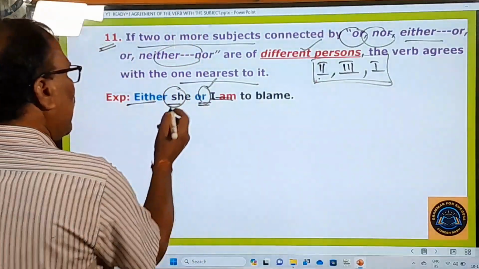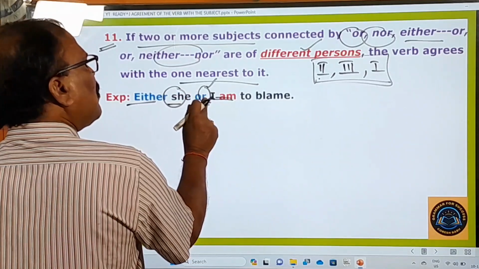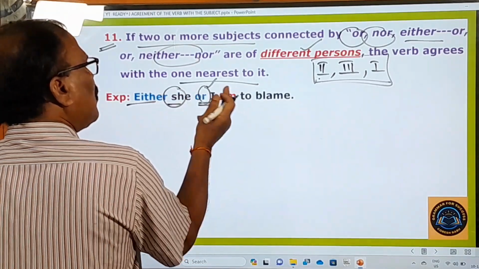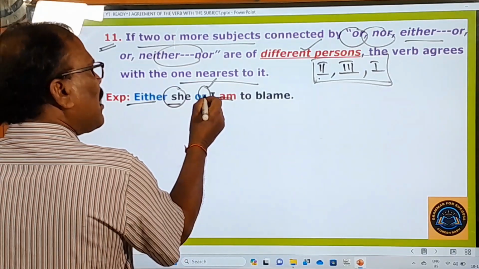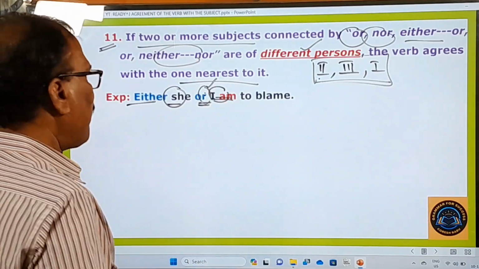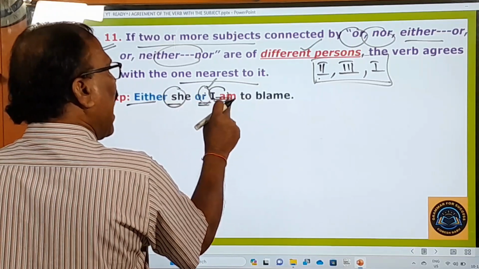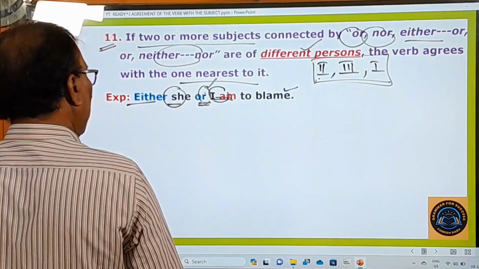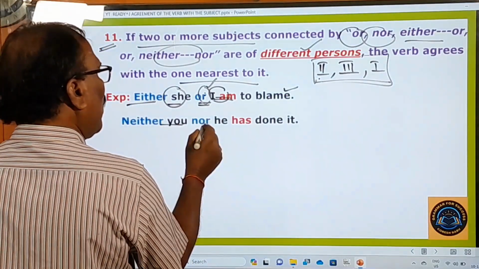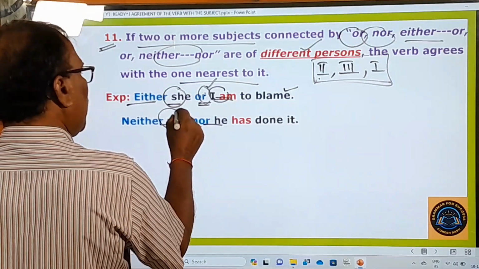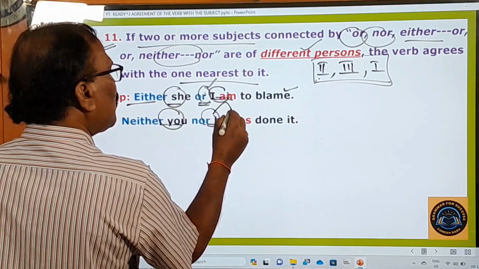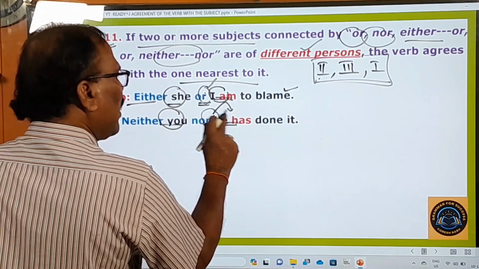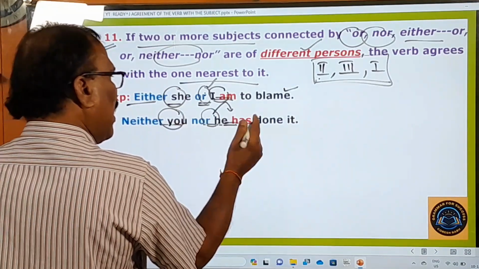So that's why here you don't say "I or she". Don't say "neither I or she". You say "she or I". That's the right one. Then according to this I, we use the helping verb am. Either she or I am to blame. And here, neither you nor he. Second person is mentioned first, and then the third person. According to this, what should we use? He takes what? Has. Neither you nor he has done it.